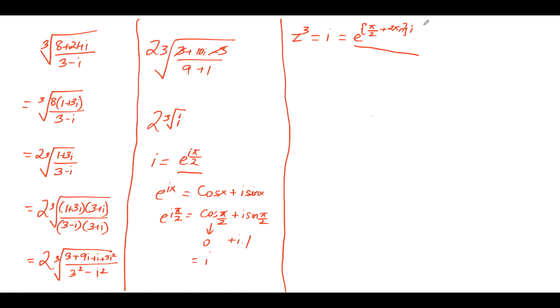Right now, you just have to remember that for the values of n equal to 0, 1 and 2, that's where you'll get unique solutions. After that, the solutions are going to be repeated, right? So let's continue to solve this.